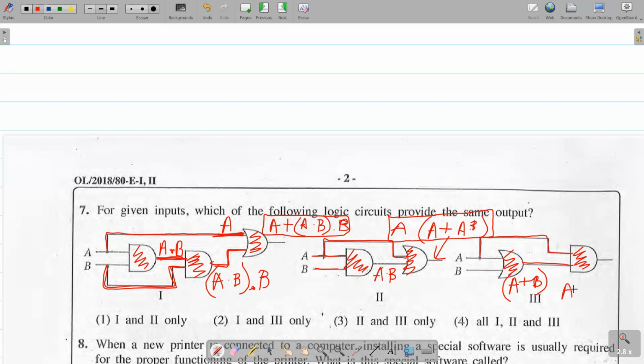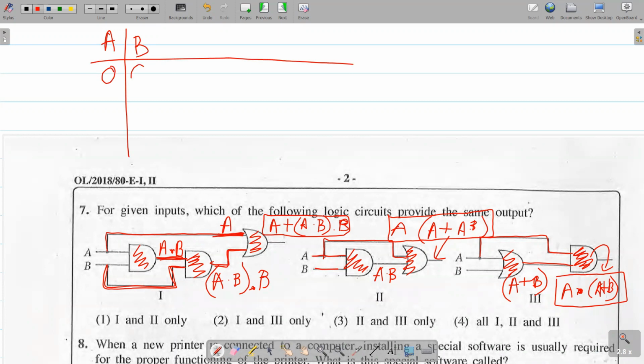Then you can say A dot, right, A plus B. So this is the final answer of this particular circuit. Okay, now we have to compare when these outputs are going to be the same. Right, to do that we have to have a truth table.